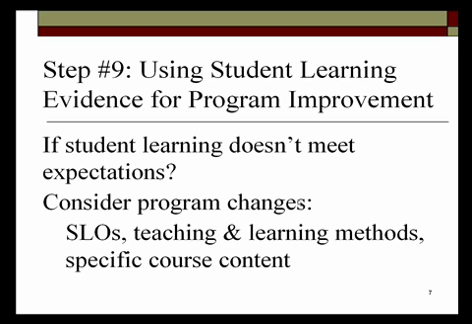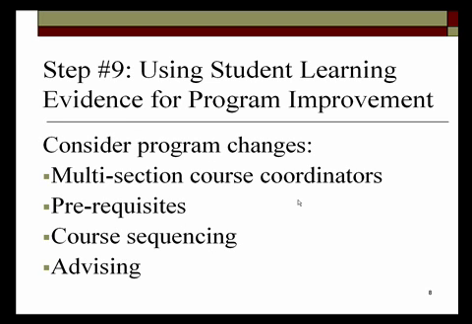Well, then it's up to the faculty to consider what could be changed. For example, you might change the definition of the student learning outcomes. You might change teaching and learning methods, or you might change specific course content. Other possible program changes include having coordinators for multi-section courses, changing the prerequisites, changing course sequencing, or some changes in student advising.